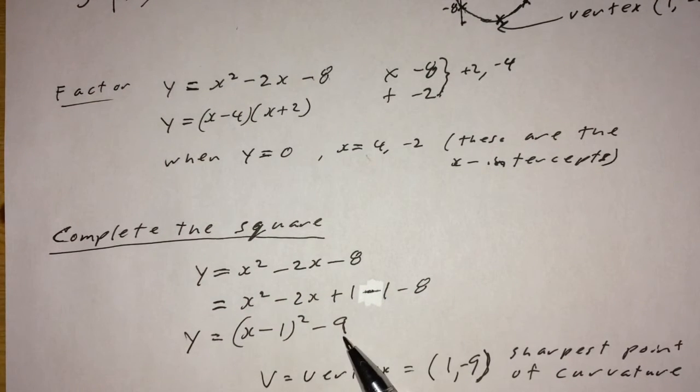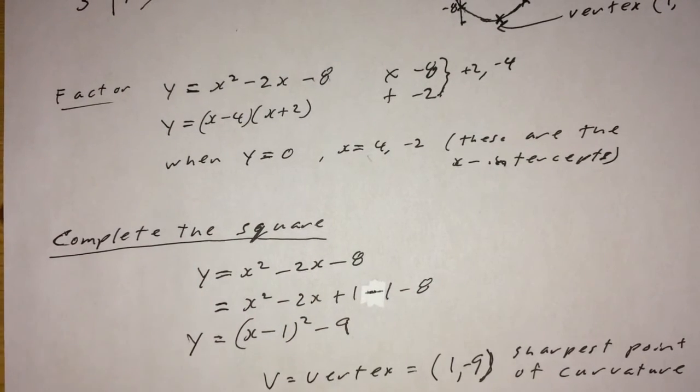Now this happens to be the minimum for this one. Okay, so that's the sharpest point of curvature, the vertex.